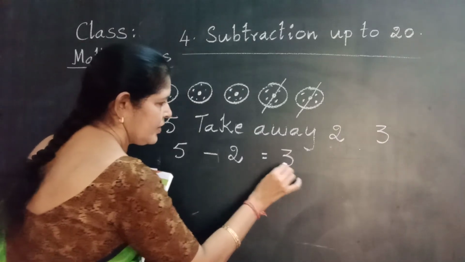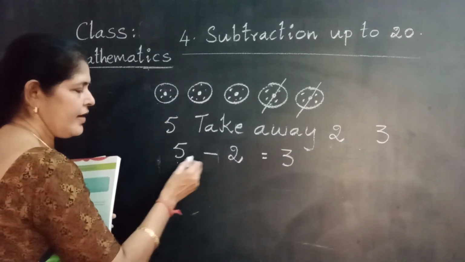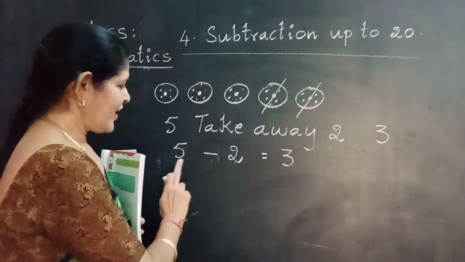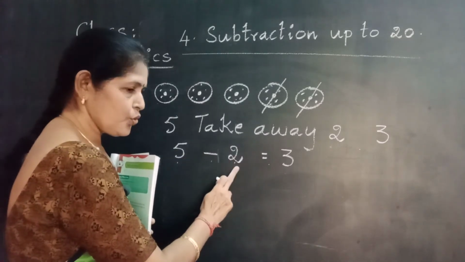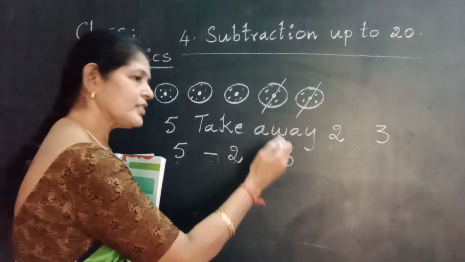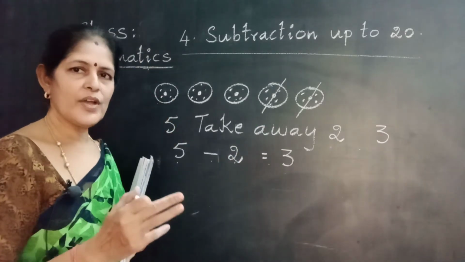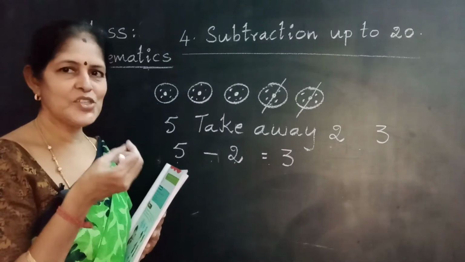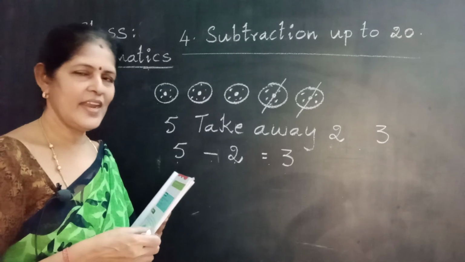Then how many are in good condition to eat? 3. Now read. 5 minus 2 equals 3. 5 cookies minus 2 cookies equals 3 cookies. 3 cookies are in good condition, ready to eat. Do you like cookies? Very good.